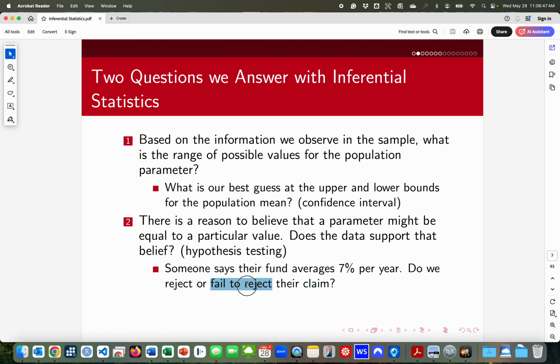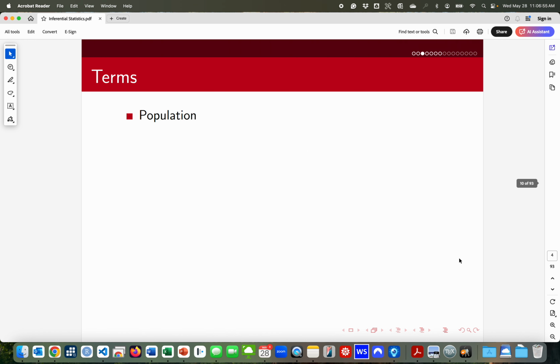What you'll see later, we never say they're correct, but we'll either reject what they claim or we'll say there's not enough evidence to say that they're wrong. So a little bit of terminology, and we've been using some of this terminology throughout the course already, but this just formalizes what we mean here now that we're thinking about inference and samples versus the population.